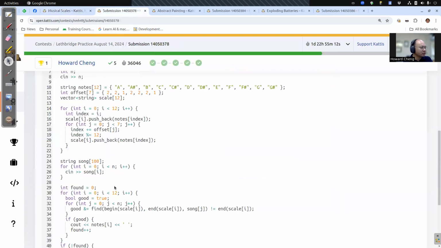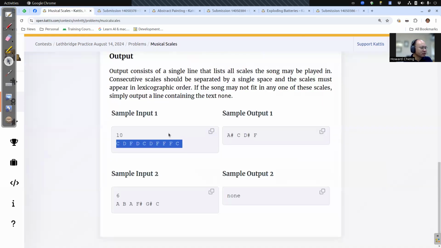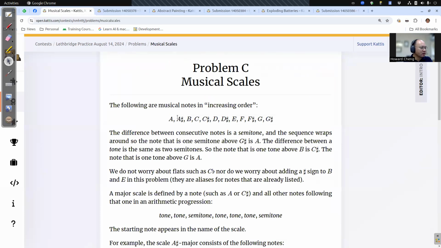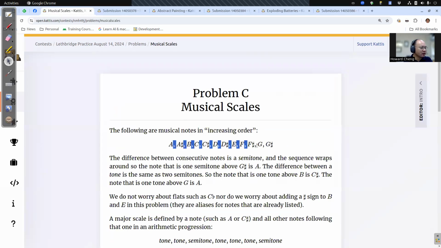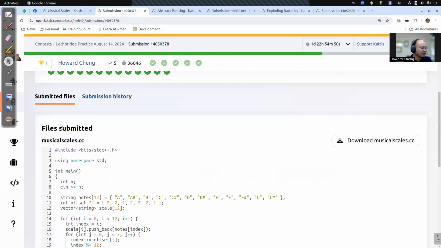So basically, we want to generate all the musical scales, 12 of them. For each one, generate all the legal notes, and then just check. There are only 12 of them. So the question is, how do we organize all of this?